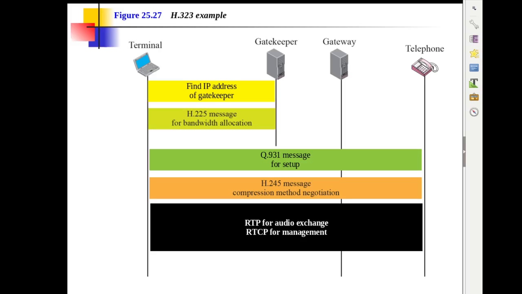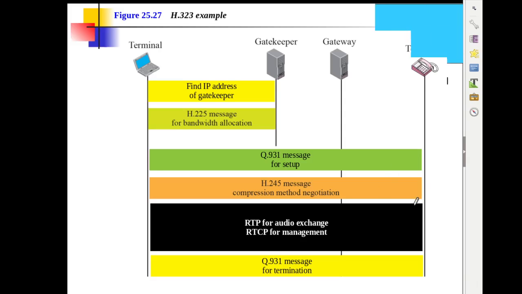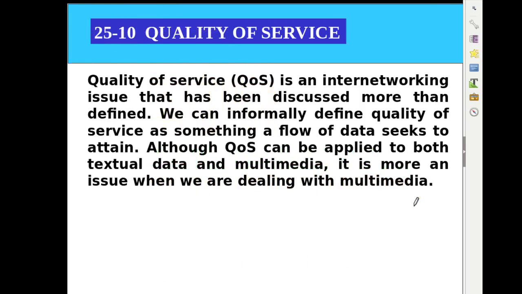And after that you want to terminate. For terminating you will again use this Q.931 message. So this was something about the H.323 protocol. Now if we want to see something about quality of service.